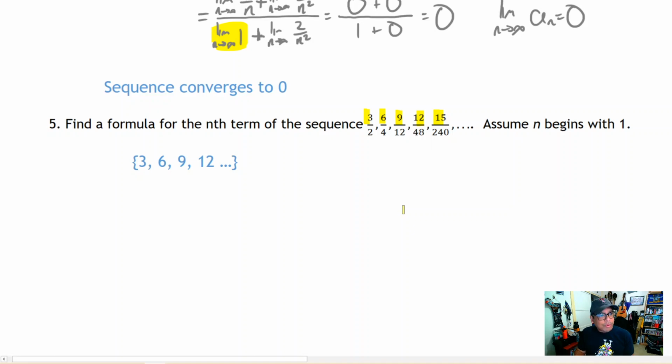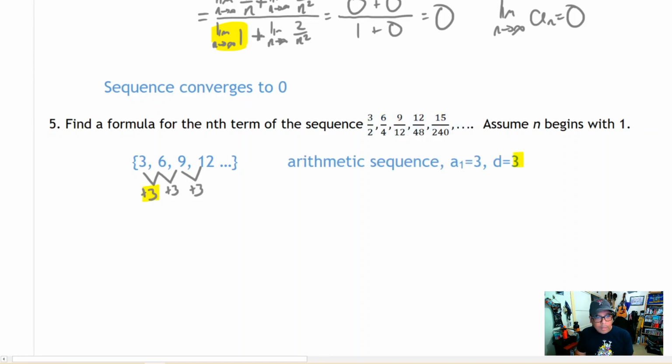So it looks as though the rule here is going to be add 3 to the previous term. This is indicative of an arithmetic sequence where the first term is 3 and the common difference is also 3.